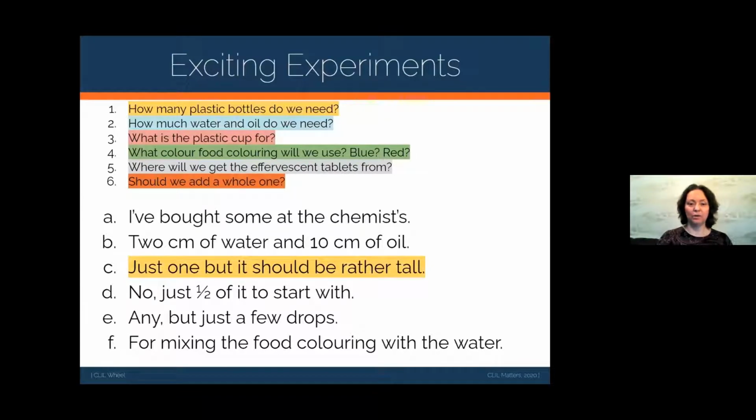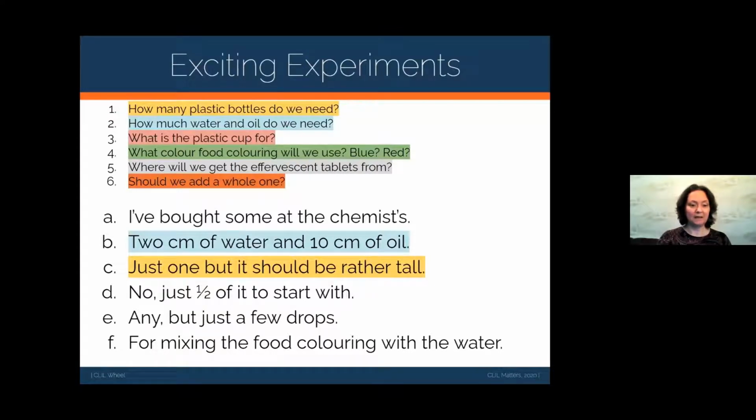How much water and oil do we need? 2 centimeters of water and 10 centimeters of oil. I understand that talking about centimeters here is not very precise. Chemistry teachers, science teachers could scold me for not being that precise here, but it is okay for my context.